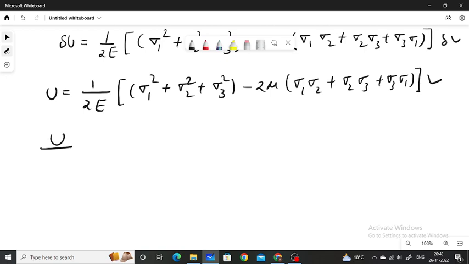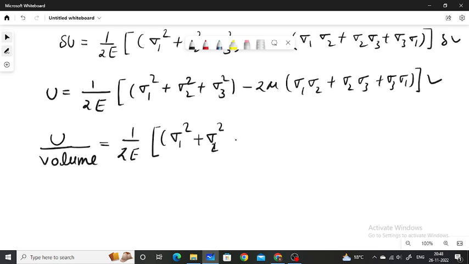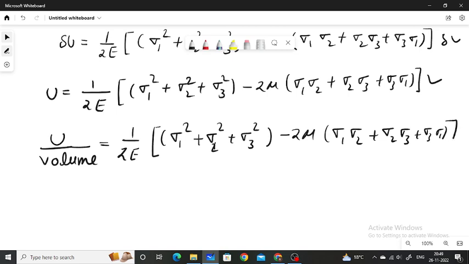And strain energy per unit volume will be equal to 1 by 2E sigma 1 square plus sigma 2 square plus sigma 3 square minus 2 mu sigma 1 sigma 2 plus sigma 2 sigma 3 plus sigma 3 sigma 1. This will be the total strain energy due to the principal stresses.